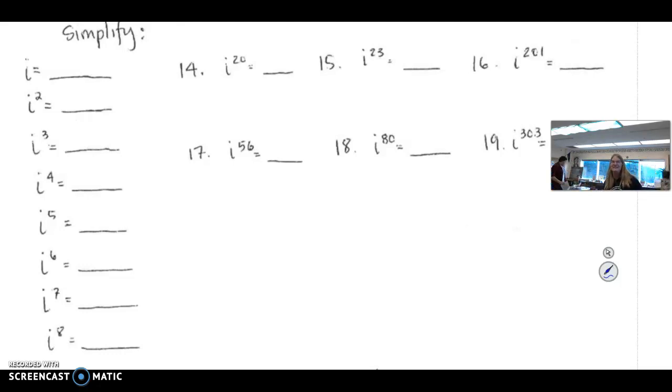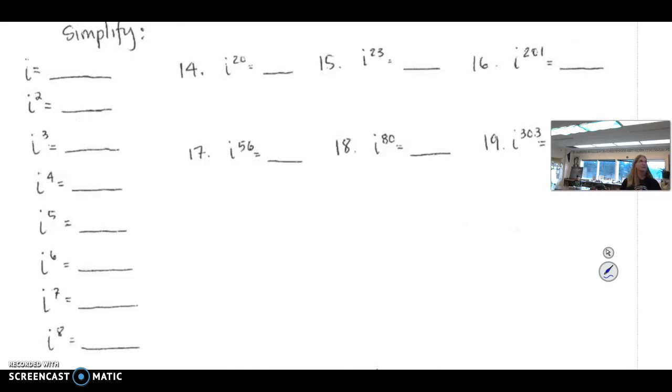Okay, so what we're going to do here, we're going to continue on with the 2.5, 2.9 notes. We're going to start here at numbers 14 through 19 on how to simplify values of i to higher powers.